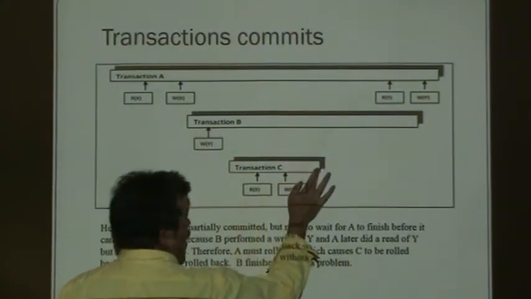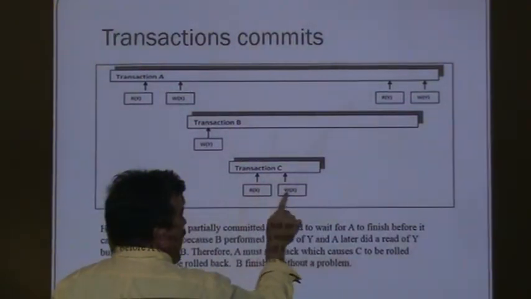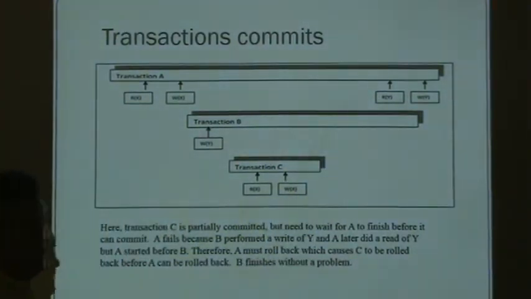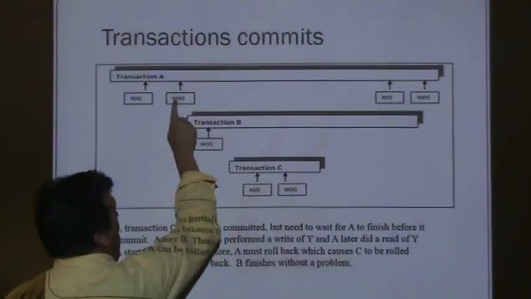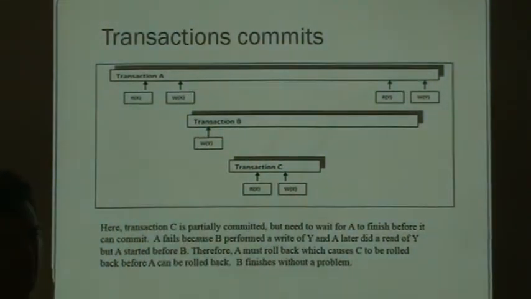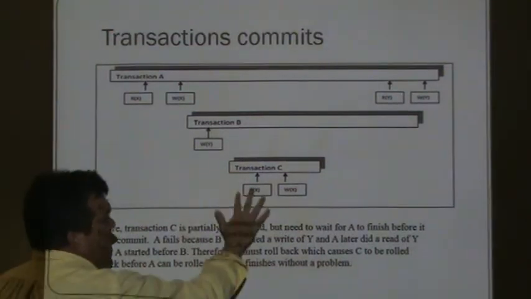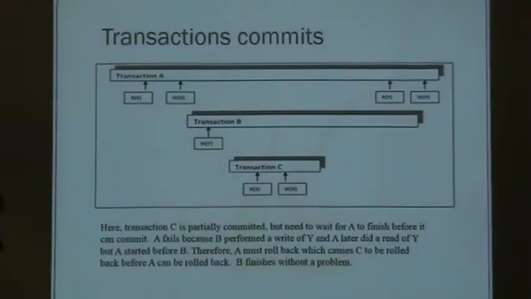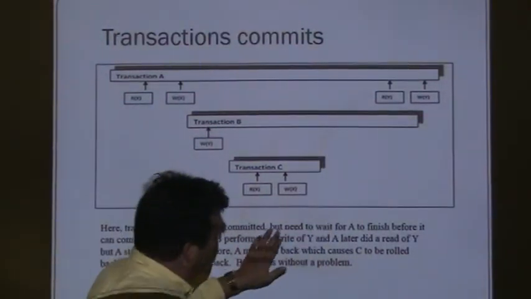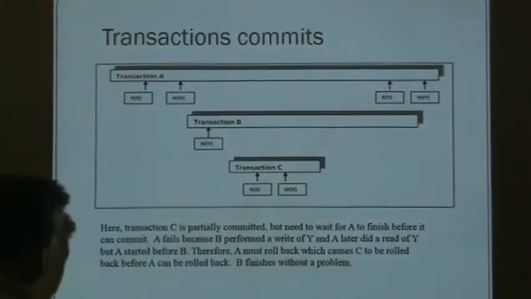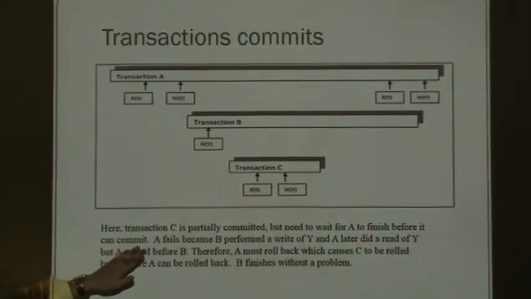So C can only be considered legitimate if A actually finishes. If A doesn't finish, then C ran with data created by A, which then was undone, which would then make C's transaction invalid. So C is partially committed because at this point it says it wants to finish, but it can't finish because A needs to finish.